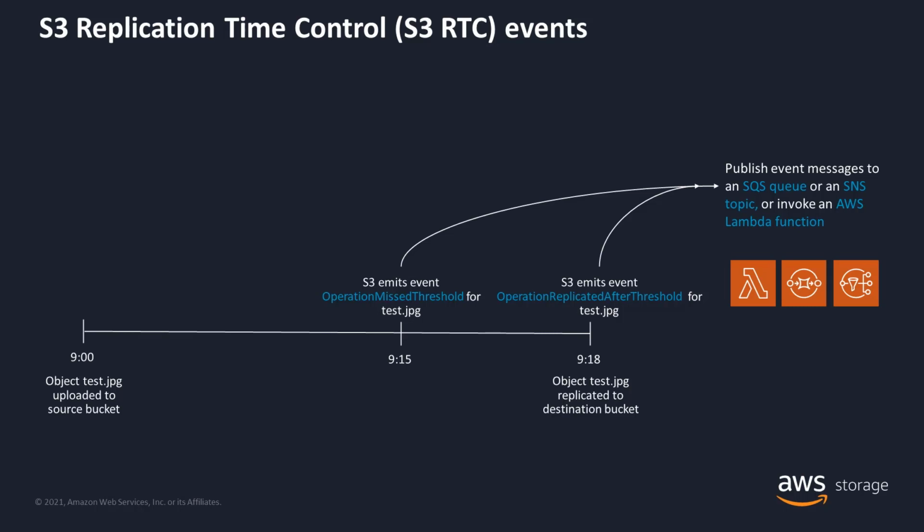the recovery point objective. Let's say we upload an object to the bucket at 9 a.m. Due to an unforeseen outage, our new object does not replicate to the destination region in 15 minutes. At 9:15 a.m., Amazon S3 emits Operation Missed Threshold. Object replicates to the destination by 9:18 a.m. and Amazon S3 then emits a new event, Operation Replicated After Threshold, at 9:18 a.m.